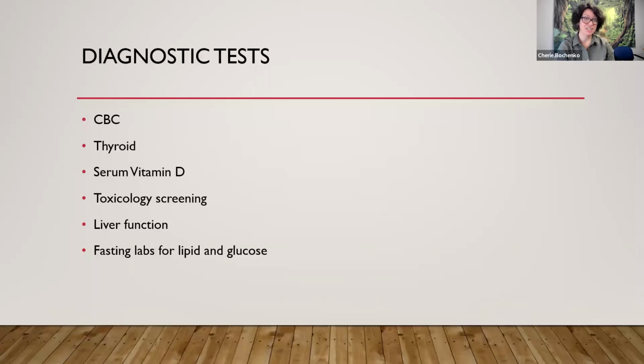So diagnostic testing, before you're in treatment with medication, we definitely want to do CBC, thyroid, vitamin D, toxicology, liver function, fasting labs, and lipid and glucose. It's important, when we're adding medications on, SSRIs, SNRIs, atypical and typical antipsychotics, they can all have some side effects. And so mostly what we're concerned about, we want to monitor for signs of metabolic syndrome.